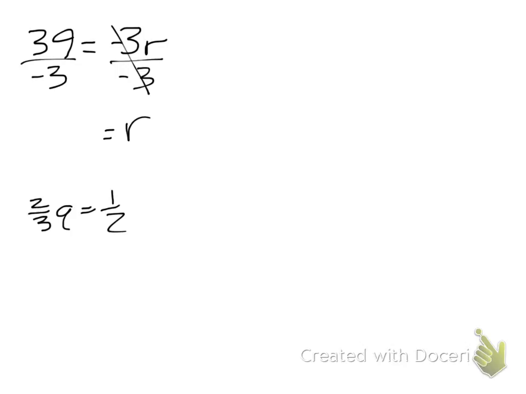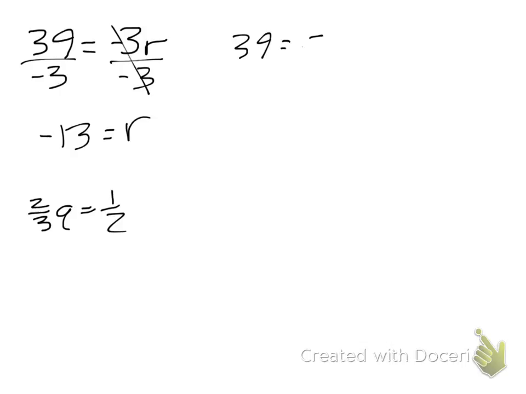And what's 39 divided by 3? It's 13. Now, notice that I left the negative off for now, because a positive divided by a negative is negative. So I can work with the negatives later, or I can do it first. So either one, I get negative 13 equals r. Again, you better check it.